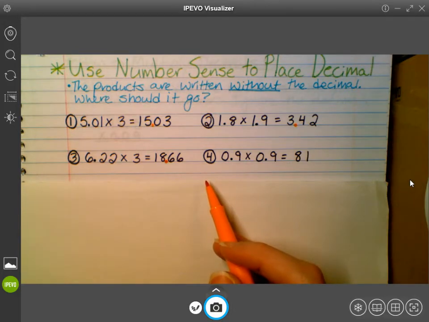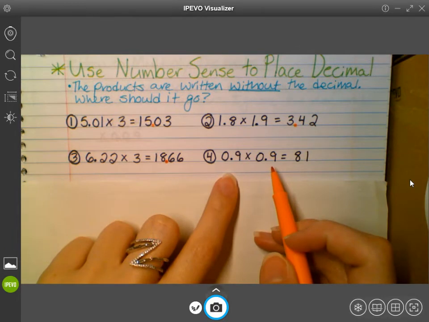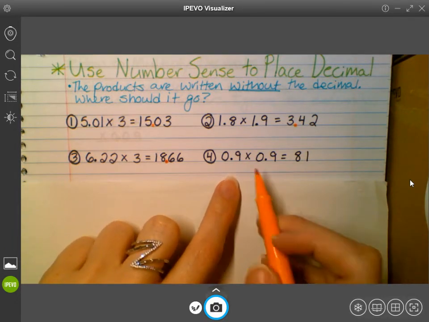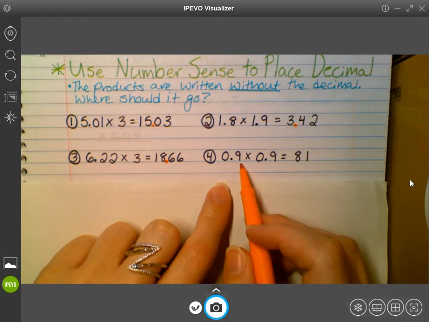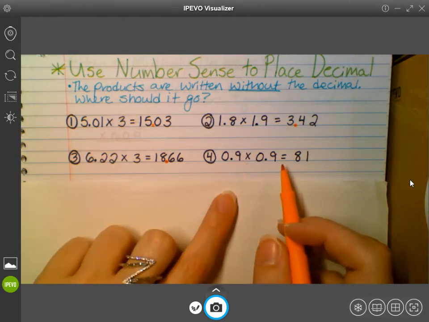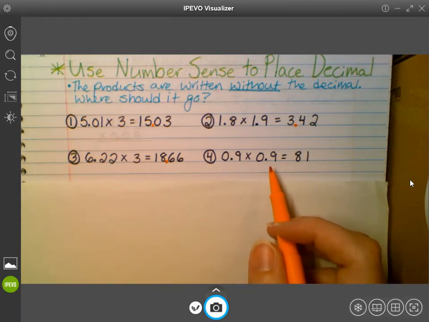All right, then number 4, we have another problem that has more than one decimal number. So I'm looking at both of them, and I'm counting all together how many digits are to the right of a decimal. I have the 9 in the first number, that's to the right, and I have the 9 in the second one. So how many do I need to move it? Show me on your hand. How many do I need to move it in my answer?